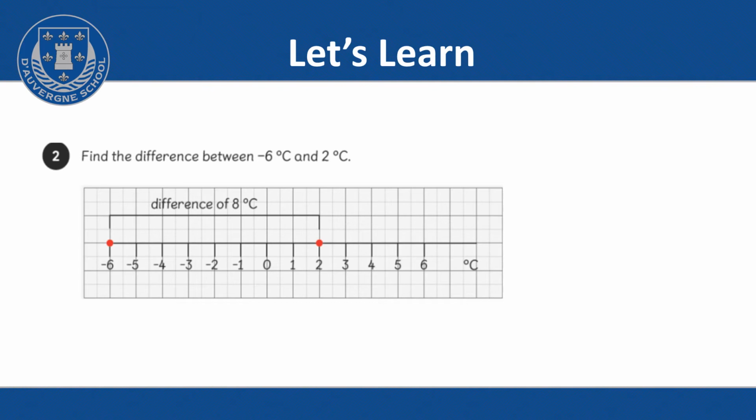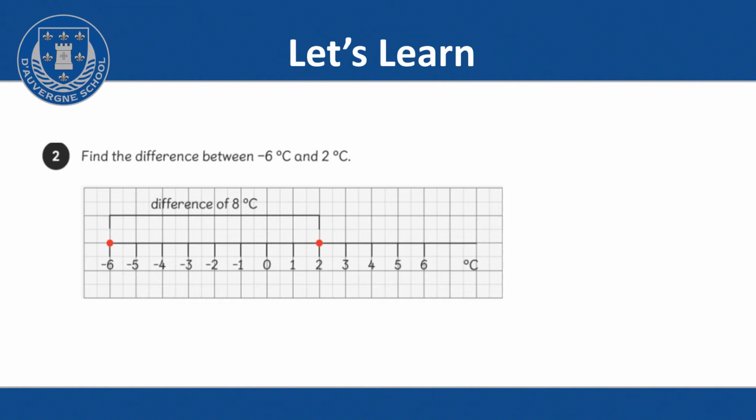Okay, so let's learn and find the difference between -6 and 2. So you can either start at -6 and count to the right and count how many spaces and intervals you go on to get there. So we're going to do that now. 1, 2, 3, 4, 5, 6, 7, 8. So if we count from -6 to the right, it brings us to 2.